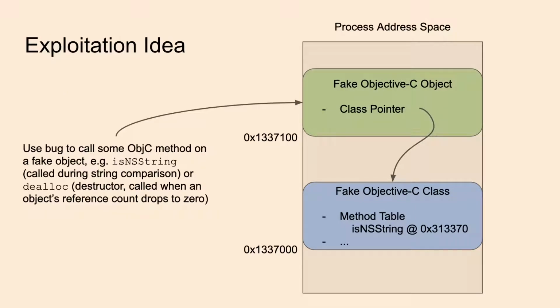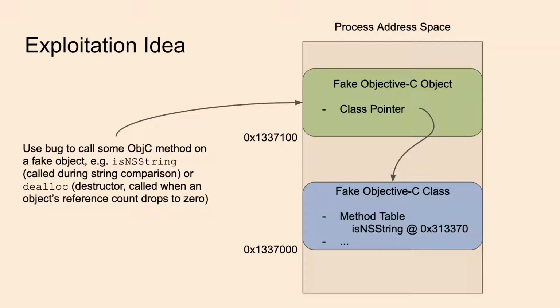So the rough idea for exploiting such vulnerabilities looks like this. You want to have some fake Objective-C object somewhere in memory that you're referencing. So again, we can access an arbitrary absolute address. We want some fake Objective-C object there. Every Objective-C object has a pointer to its class. And then the class has something called a method table, which basically has the function pointers to these methods, right?